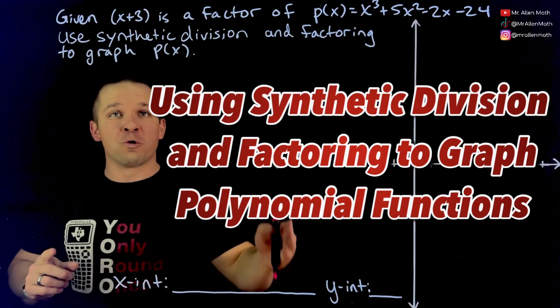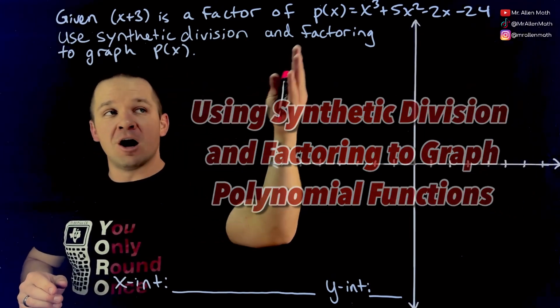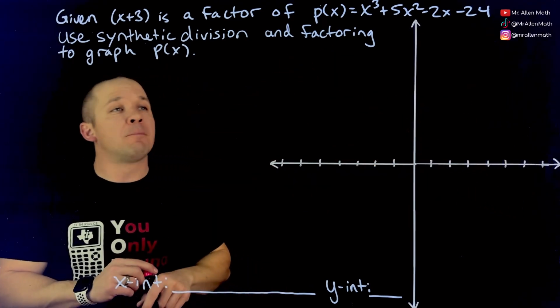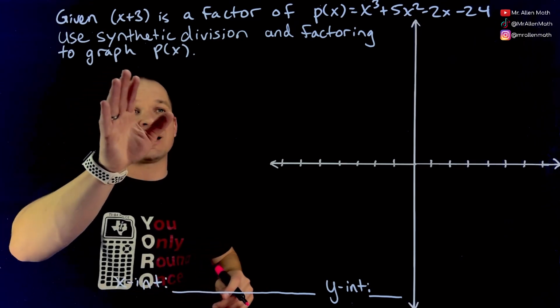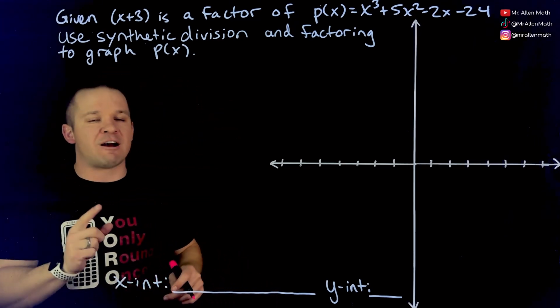But for this one, we're given one of the factors of p of x, which equals x cubed plus 5x squared minus 2x minus 24. And we're asked to use synthetic division and factoring to graph p of x.